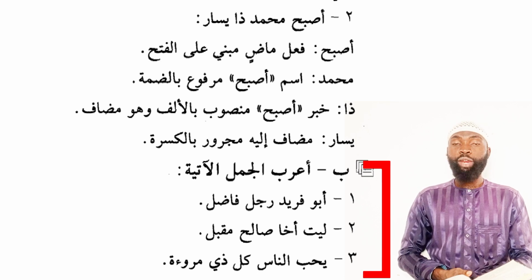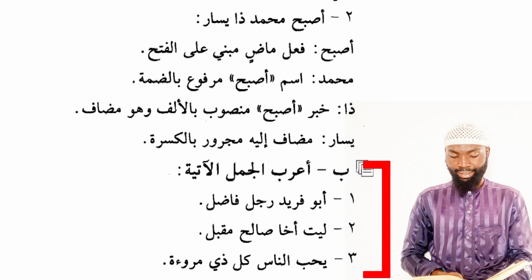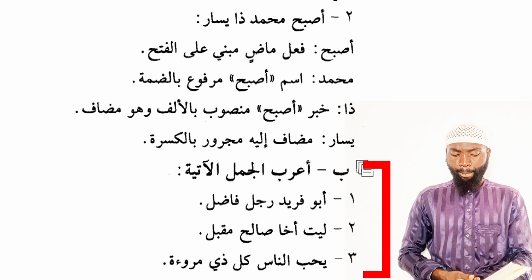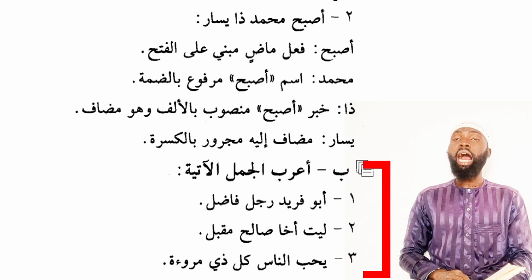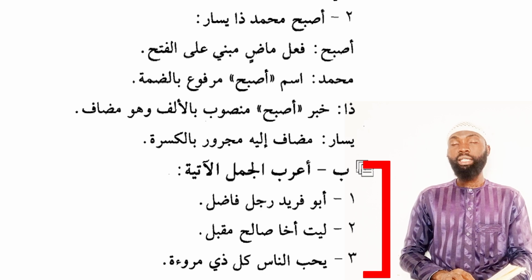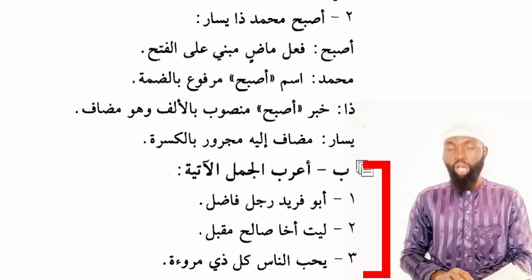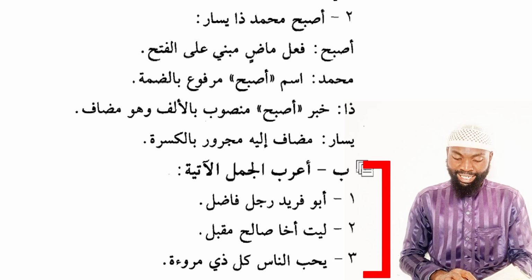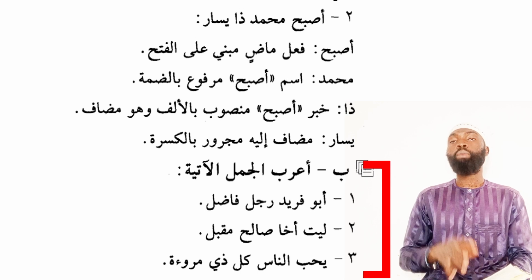MashaAllah. Now we have I'rab al-Jumal al-Atiyah. You are to analyze the following sentences. The first one says Abu Faridin rajulun fadilun. So we can simply say Abu here is mubtada marfu wa alamat raf'ihi al-waw li'annahu min al-asma'i al-khamsa wa huwa mudafun. Then Farid here is mudafun ilayhi majrur bil kasra. Then rajulun is khabarun marfu'un bid damma. Then fadilun is na'tun marfu' bid damma.